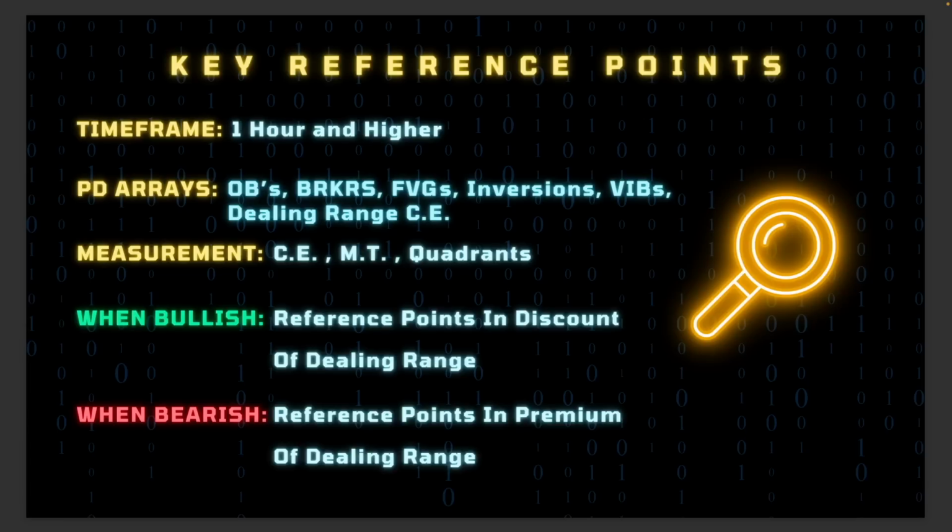In terms of measuring these PD arrays to get the specific key reference points, we're going to look at CE, or consequent encroachment, MT, or mean threshold, or quadrants of larger gaps, and we can even look at quadrants of order blocks as well. And where do we want to look for these key reference points? When we're bullish, we want to look for reference points in discount of the dealing range. When we're bearish, we want to look for reference points in premium of the dealing range.